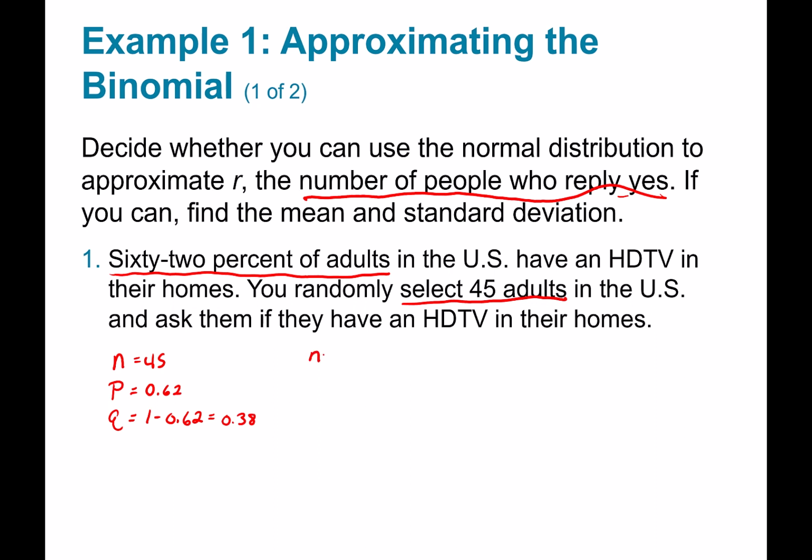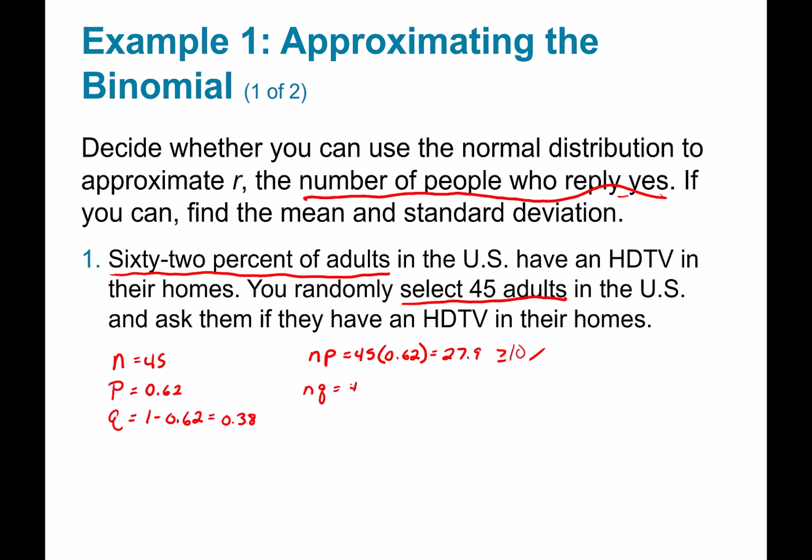So now we just need to check what NP is. So N times P is 45 times 0.62. And so we get 27.9. That's greater than or equal to 10. So we're good. So we move on to N times Q.